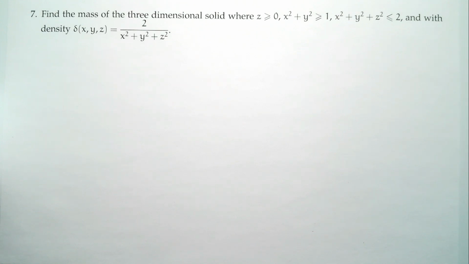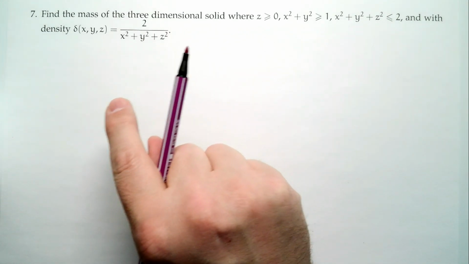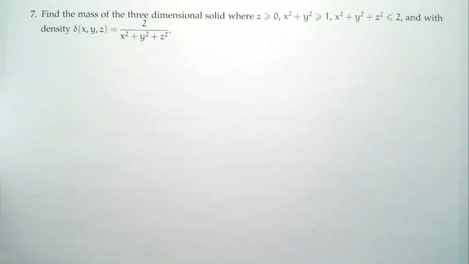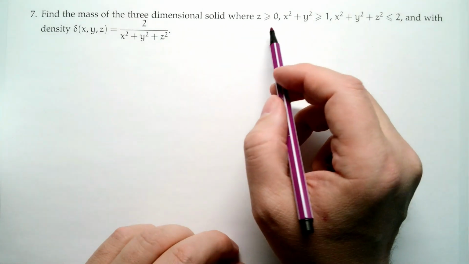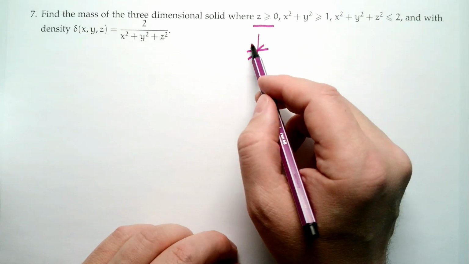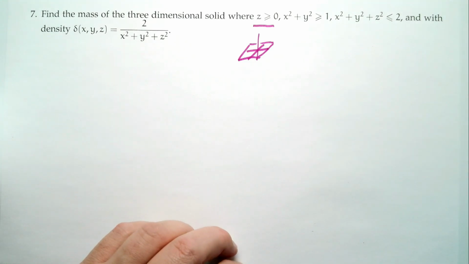Find the mass of the three-dimensional solid where z is greater than or equal to 0, x squared plus y squared is greater than or equal to 1, x squared plus y squared plus z squared is less than or equal to 2. And the density is given by the density of xyz is 2 over x squared plus y squared plus z squared. Now, if you look at the pieces here, there's a couple things. Z greater than or equal to 0, what that translates into is I am above the xy plane. So I'm up above the xy plane.